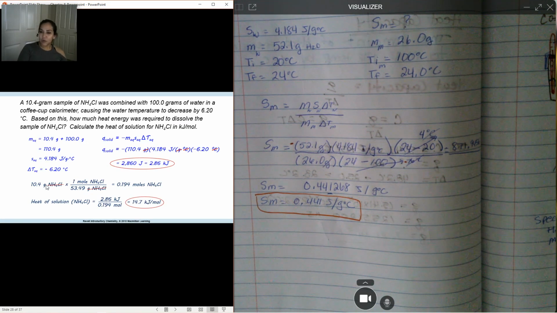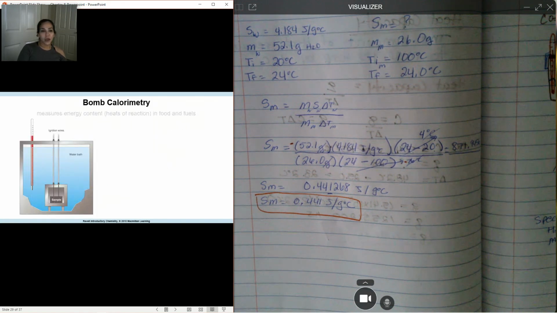So one more time, the reason we use the formula mass is to get rid of grams and to get to moles. And we did that because the question says it wants kilojoules per mole. All right.